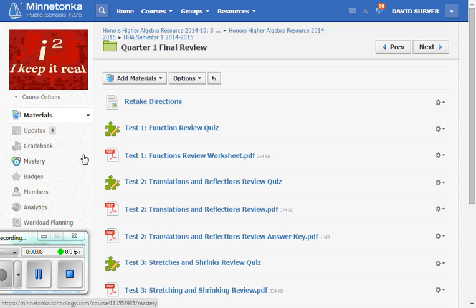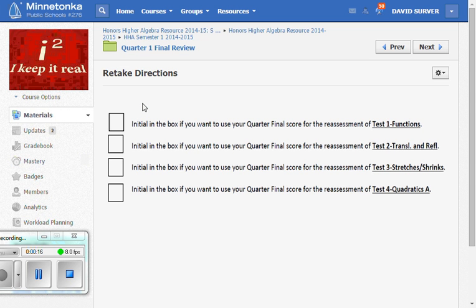Talking about the quarter one final review. We are reviewing for a final test. We're going to take the quarterfinal on Thursday. And today in class, we just talked over the retake directions. Basically, in here, you'll have a chance to sign if you decide you want to make your quarterfinal count as a retake for any of these tests.